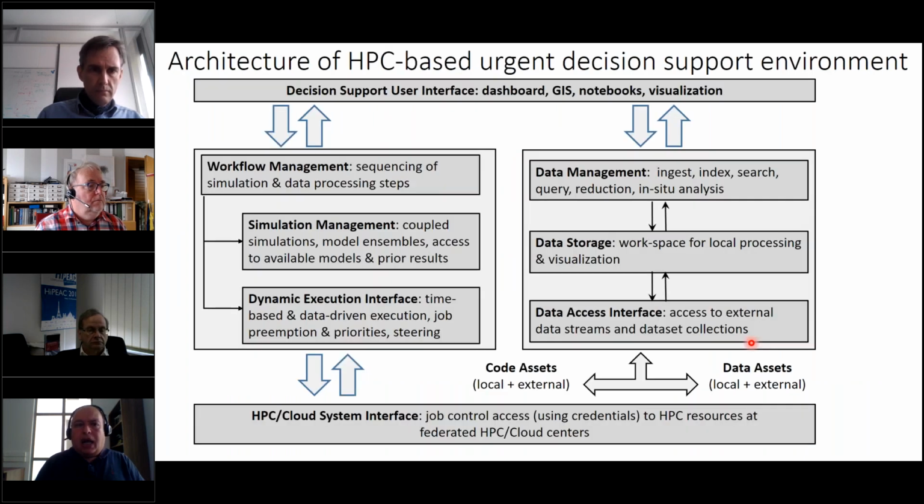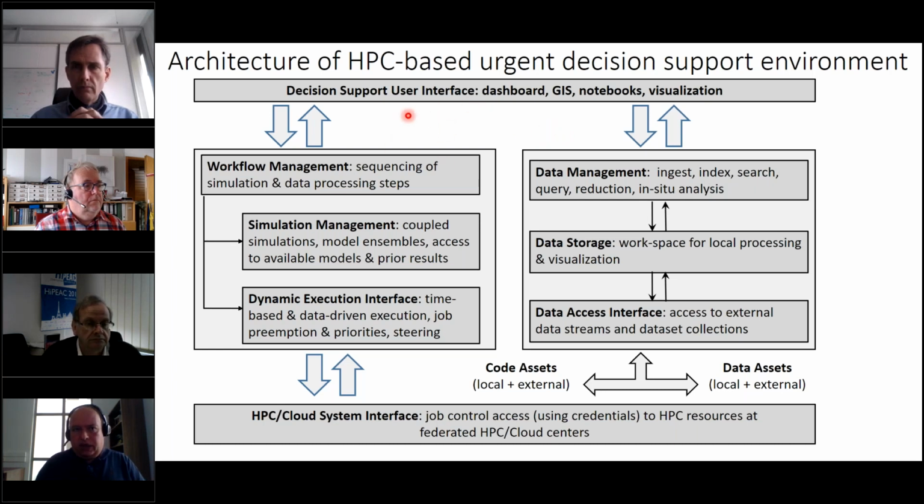Now, I will try to outline a possible architecture, just highlighting building blocks for a decision support environment. Starting from the top going down, there has to be a decision support user interface. It might be in the form of a dashboard. Data might be laid out as layers on top of maps in the form of a geographic information system. Notebooks might be relevant here, ways to combine code invocations with data. And likewise, a lot of visualization is needed to present complex information in, let's say, a usable format.